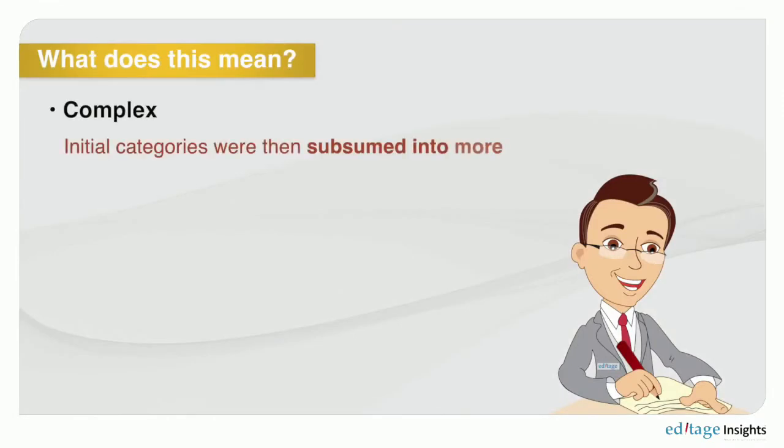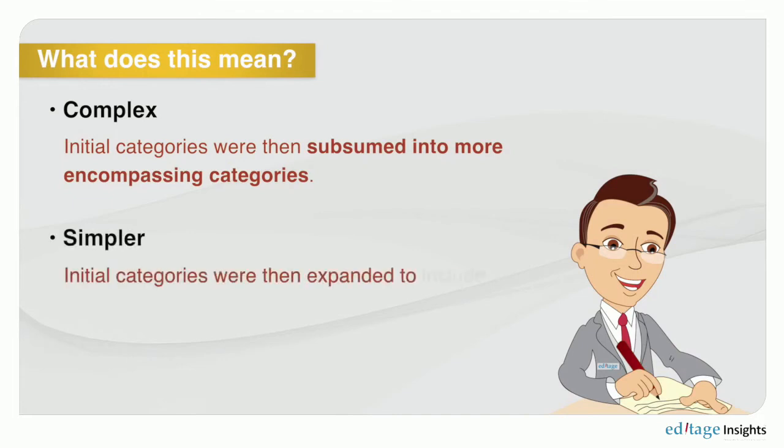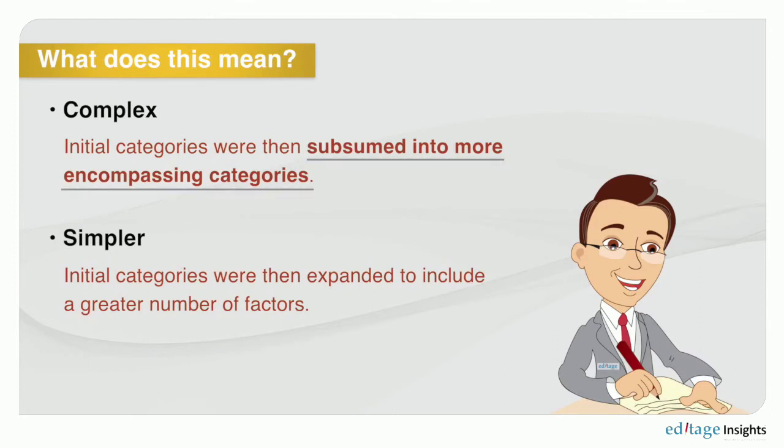Initial categories were then subsumed into more encompassing categories. That's a rather difficult sentence to understand. Why not make this simpler? Initial categories were then expanded to include a greater number of factors. Both of these have the same meaning, but in the first sentence, we have a higher level of vocabulary, which makes it more difficult for the majority of your readers to process.